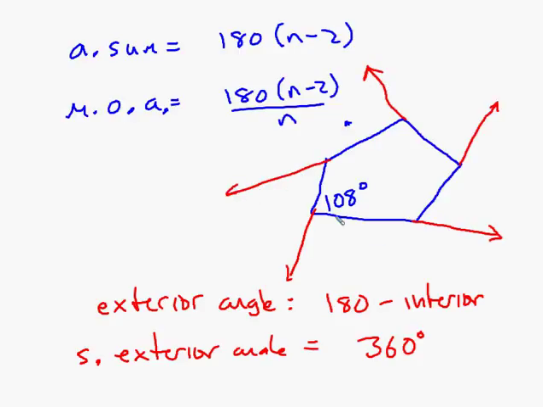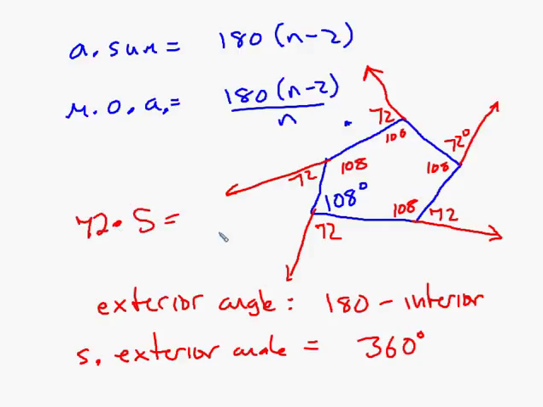Okay, if this is 108, what's this angle right here? 72. And if this is 108, what's this angle right here? Okay, because they're supplements. If this is 108, this is 72. This is 108, 72. And again, 108, this is 72. So 72 times how many? 5. What's that equal? That equals 360. I should have known that. Okay.